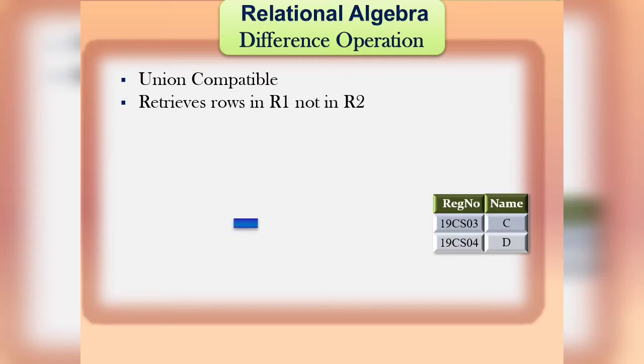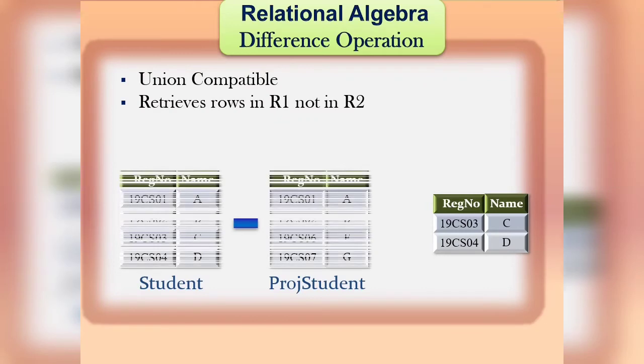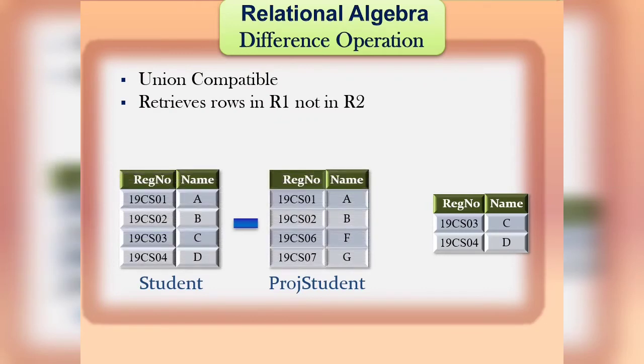We see our same example, student and project student relations that are union compatible. Here, for student and project student, the difference operation between them would be the last two records of the student relation, which are not present in the project student relation and hence are returned as a result of the difference operation. It is important to understand that R1 minus R2 is not equal to R2 minus R1.